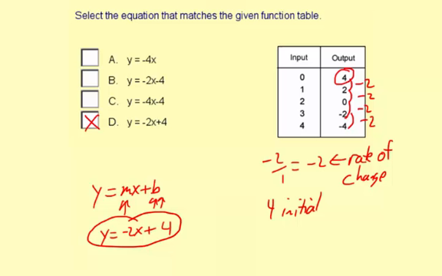So notice the process. I went through and found the amount of change, verified it's linear, divided by the difference between the inputs, which in this case was 1, to get the rate of change. Look for the initial amount for an input of 0, and then use those values to generate an equation based on y equals mx plus b.